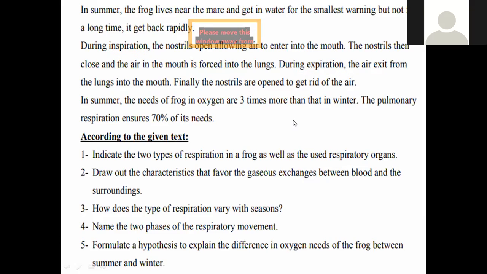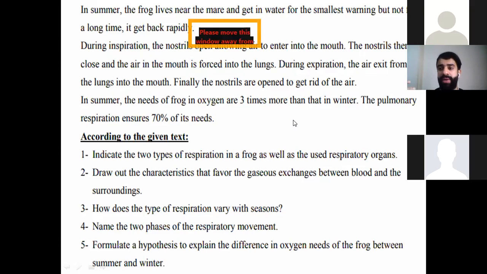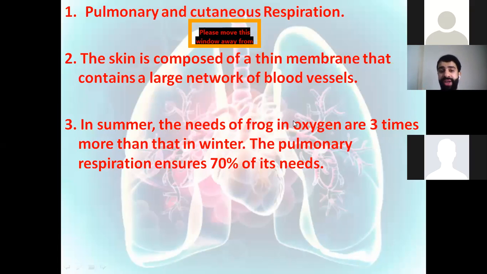Part 5. Formulate a hypothesis to explain the difference in the needs of oxygen gas between summer and winter. Maybe due to the hot weather. Maybe the frog is active in summer. We humans are active in summer. We need to exercise, to play football, to run, to swim. So we need more oxygen. That's why we need more oxygen gas in summer than in winter.